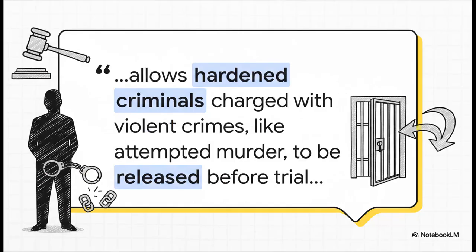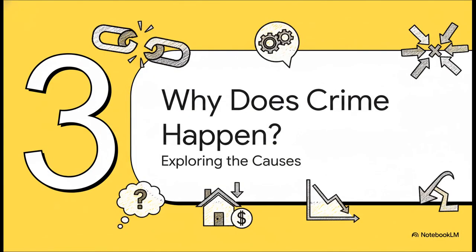This quote from Attorney General Steve Marshall really puts it into a real-world context, right? The distinction between a hardened criminal and someone who made a smaller mistake, or between violent and nonviolent crimes. Well, it has huge implications for public safety and for big legal debates like bail reform. This leads us to a really fundamental question in our third section. Why does crime even happen?